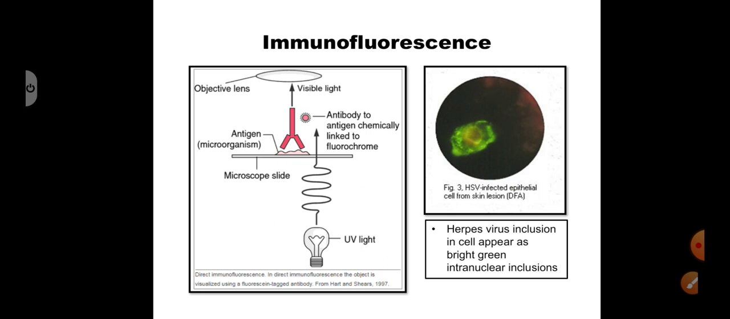When you add this antibody which is tagged with the fluorescent dye, it goes and binds to these antigens on the microbe, and then under the fluorescent microscope you can see that the microbe material is fluorescing. It's luminous against a dark background. This is particularly useful for seeing herpes virus inclusion bodies.